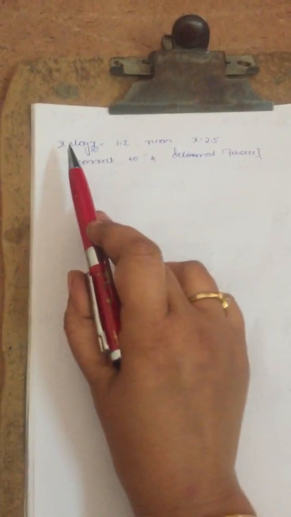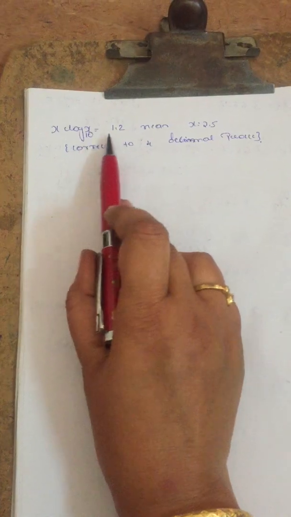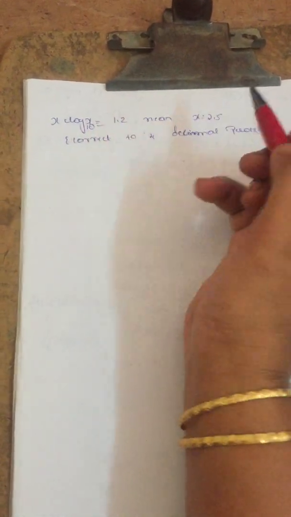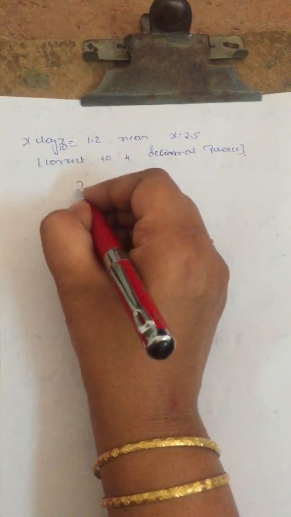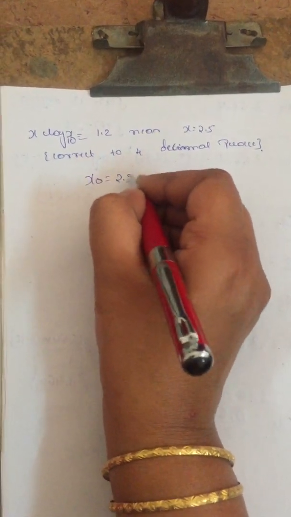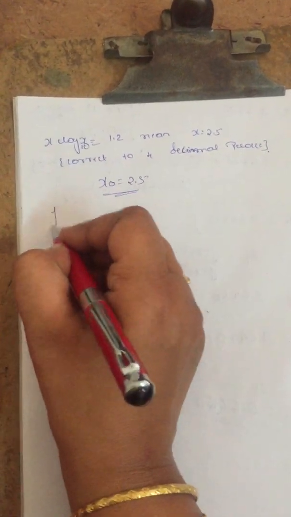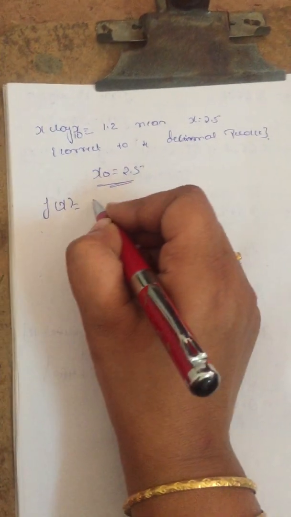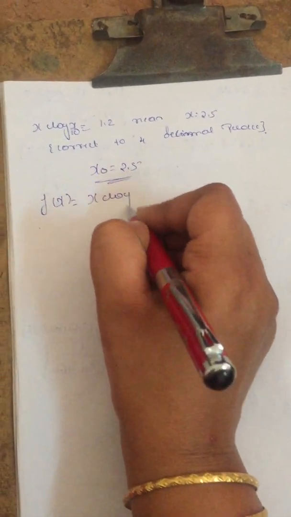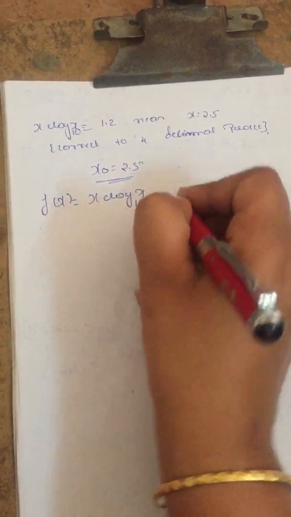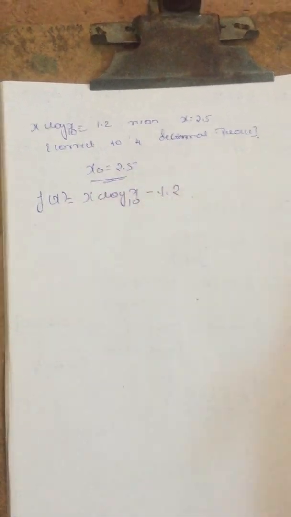Here in this problem, the problem is x log x base 10 is equal to 1.2, find the root nearest to 2.5, correct to 4 decimal places. Your x naught value is given, x naught is 2.5. Now f of x is x into log x base 10 minus 1.2.